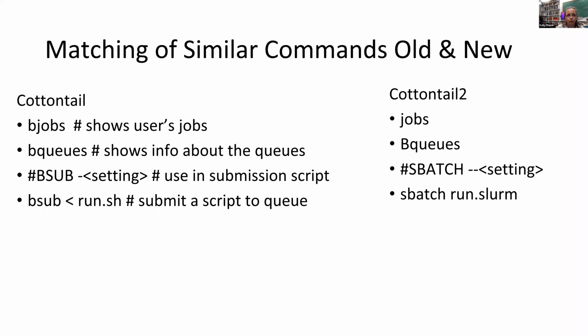So we've today talked about the submission from Cottontail, and here what I've attempted to do is to match up the commands that we have talked about for Cottontail to what they will be in Cottontail 2. Now, most of these should switch over pretty readily. bjobs will become just squeue, and bqueues will remain bqueues. bsub and some setting will become sbatch, and bsub with the less than and run.sh is going to be sbatch run.slurm. So notice that there is a syntactical difference.